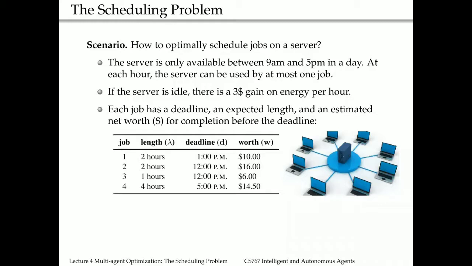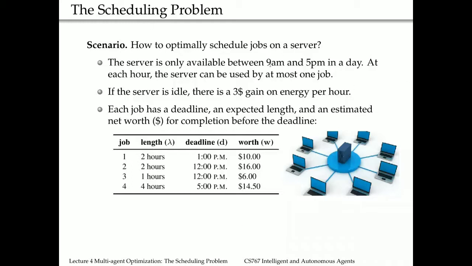So basically the formulation specifies a number of jobs. In each job there's a required length, which is an integer value, the number of hours needed to complete this job. There's also a deadline, which is also an integer value indicating the hour before which the job has to be finished, and a net worth of the job, which is the amount of money that we will get if we finish the job in time.